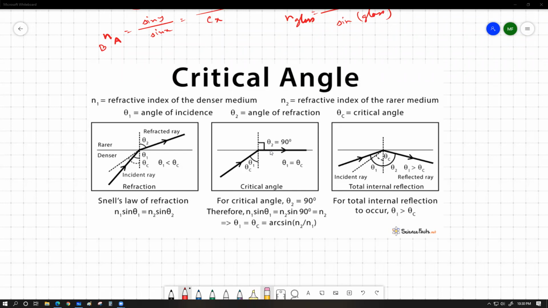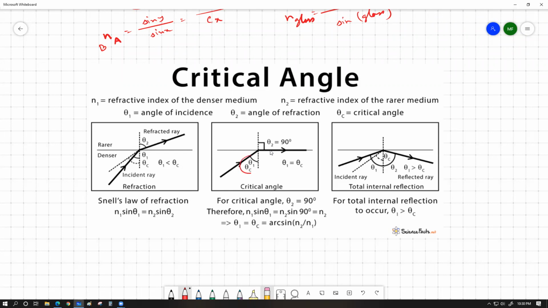I'll say it again. The value of the incident angle inside the denser medium for which the refraction angle becomes 90 degrees, or the refracted ray passes along the boundary of the two mediums, is called the critical angle. So this is the angle inside the denser medium, which we call the critical angle, for which the refraction angle becomes 90 degrees.